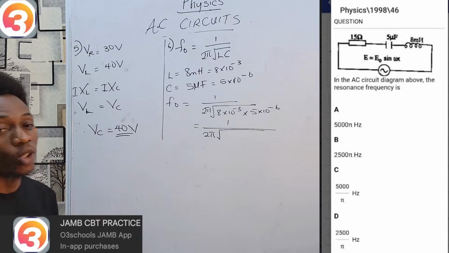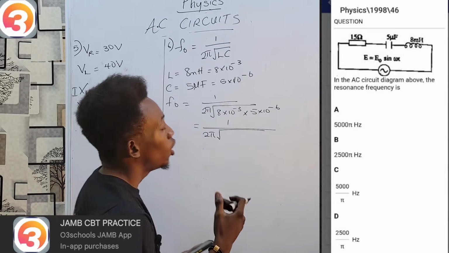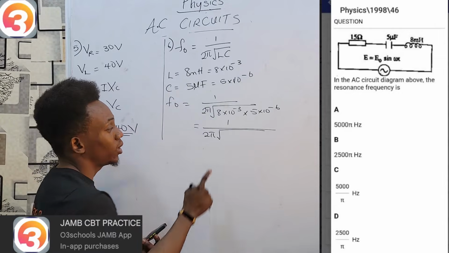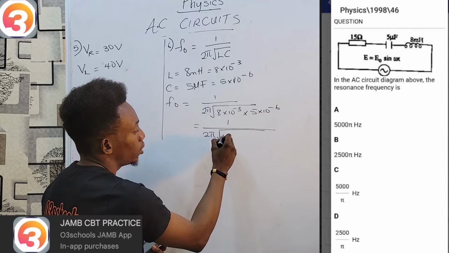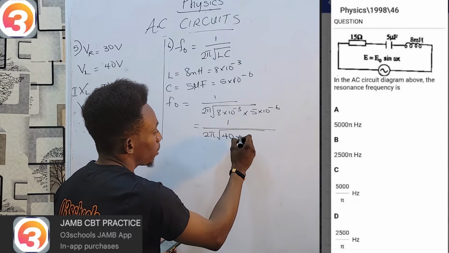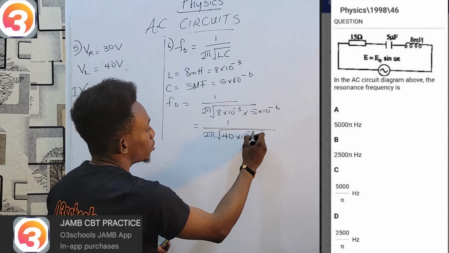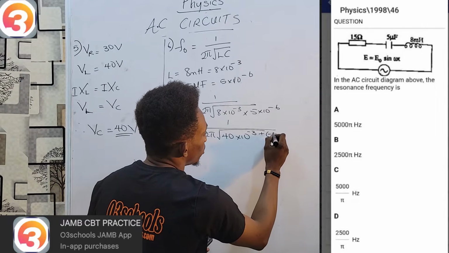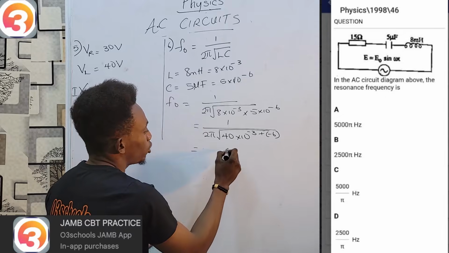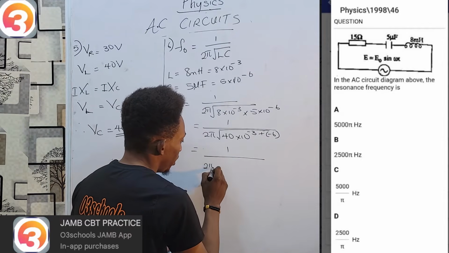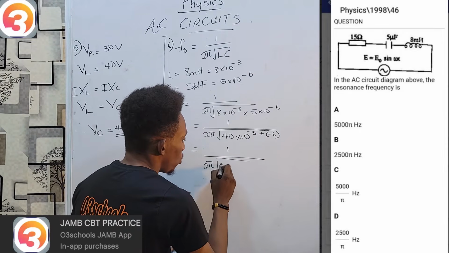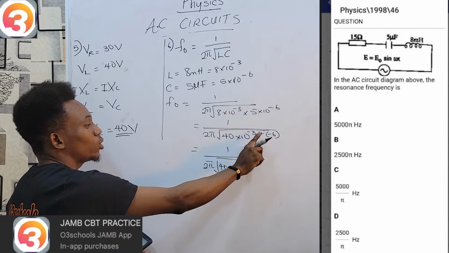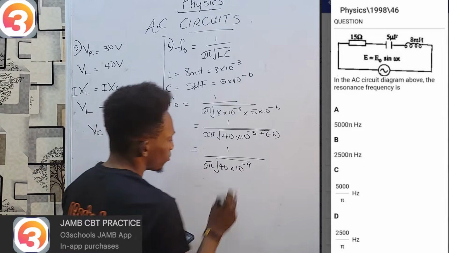Next, I know the common question becomes, how can I solve something like this without a scientific calculator? It's very easy actually. You multiply the numbers first. 8 times 5 gives you 40 times 10 raised to the power minus 3. Because they are multiplying, I simply add my powers. So that gives me 2 pi square root of 40 times 10 raised to the power, plus times minus is minus, minus 3 minus 6 is minus 9.